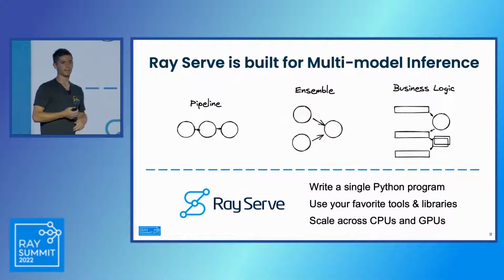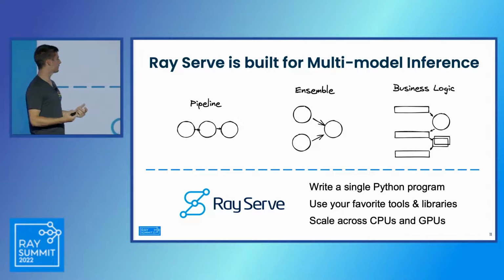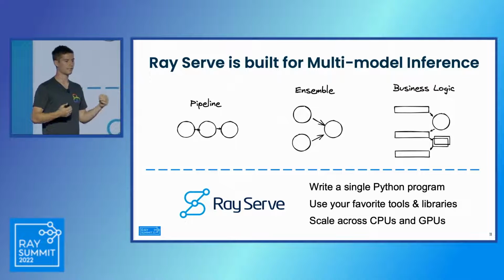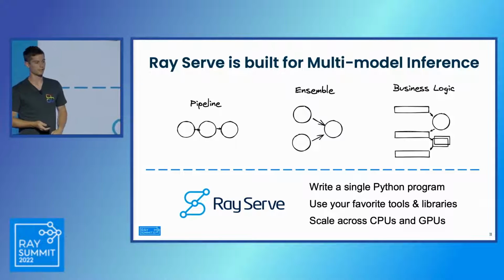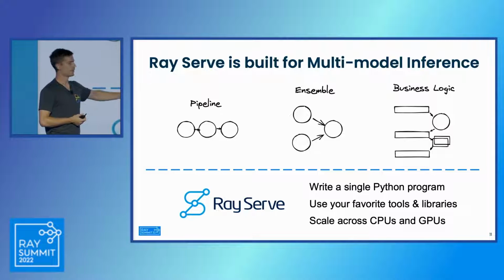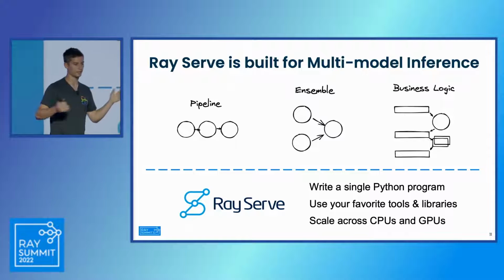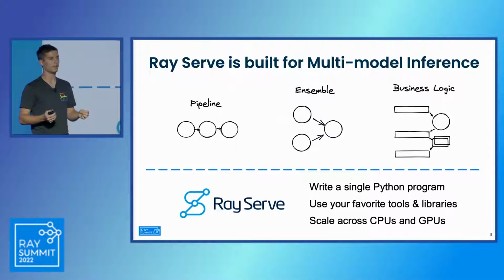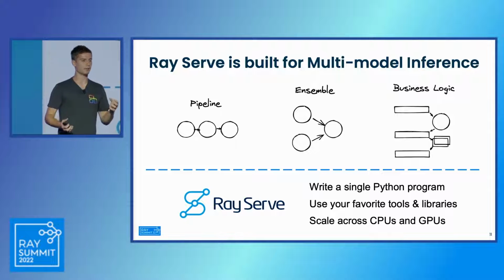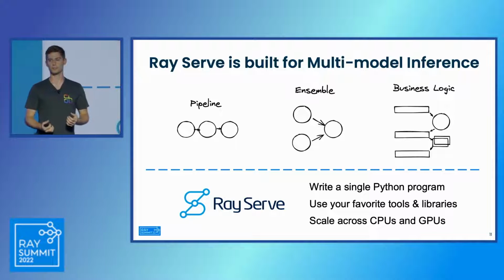So today I'm going to tell you how RayServe offers a better solution for these types of multi-model inference applications. So with Serve, you can write a single Python program. You can still use your favorite tools and libraries and your favorite machine learning libraries like PyTorch and TensorFlow. And then you can seamlessly scale up across a cluster of CPUs and GPUs to build a high-performance and efficient inference API.